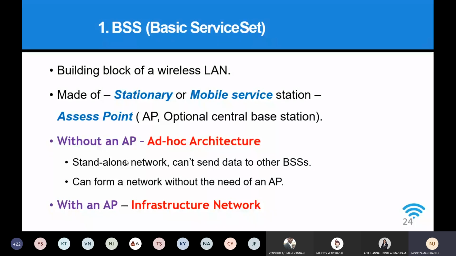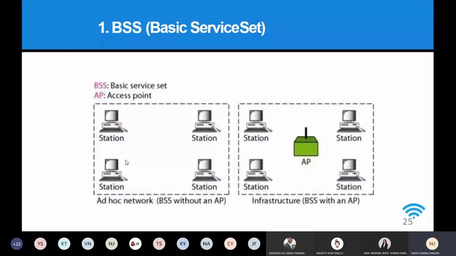And if it is with the access point, then we call it infrastructure based BSS with an access point. So this is the difference between both of the square figures. I hope now you understand very clearly what we mean by the basic service set, or BSS. Normally, we call it BSS and ESS mostly, but BSS stands for the basic service set.